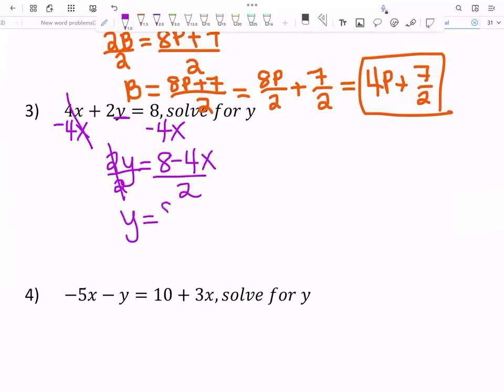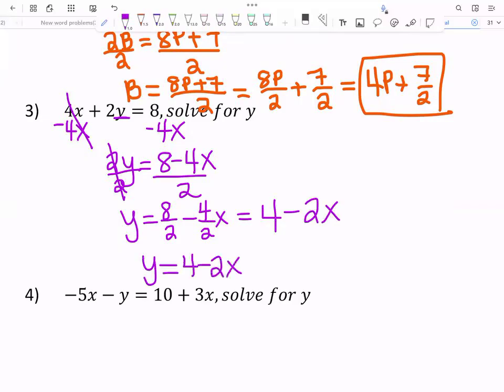So remember, this is the same as 8/2 minus 4/2x. In this case, they will most definitely simplify it. They will not leave it all as one fraction because we can't graph it the way it is right there. So we need to separate it. 8/2 is 4 and 4/2 is 2. So we would write it as y equals 4 minus 2x, or y equals negative 2x plus 4.